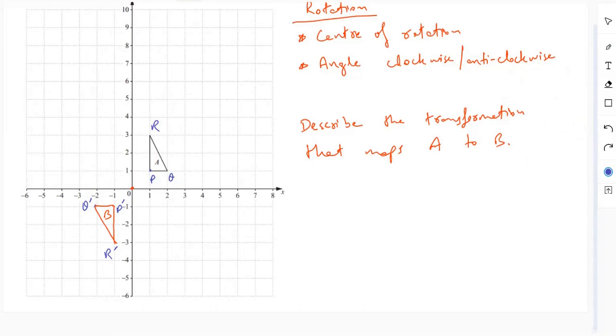Yeah, so let's join Q dash. Let's join P dash. Well, they're intersecting. They're not parallel, so it's not reflection. The other way that I told you about was write down the coordinates anti-clockwise.